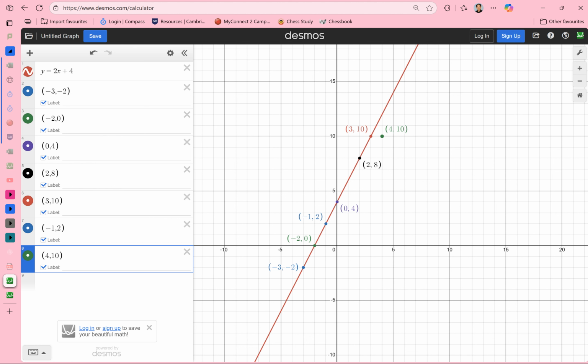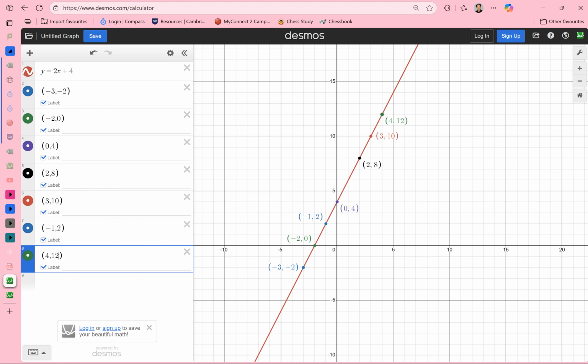Whereas (4, 10), why doesn't it sit on the line? Because what's double of 4? 8. What's 8 plus 4? 12. So if I wanted to sit on the line, I had to follow the rule. The rule was double x, add 4. If x is 4, y shouldn't be 10. It should have been 12. See, 12 sits on the line.